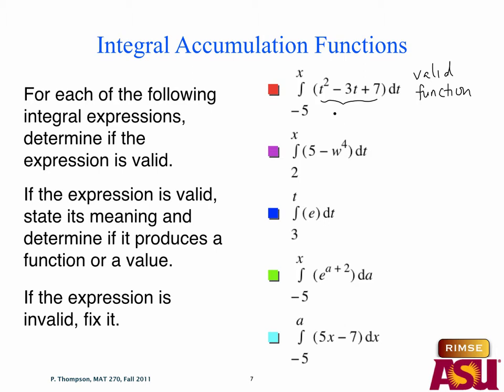So if I wanted to write down what it was, I could say r of x equals x squared minus 3x plus 7. Or I could use t's, but I could also use x's because that's commonly what we do if I want to graph it, for example. So this is my rate function, and this whole integral is going to give me the exact accumulation function that starts where and ends where.